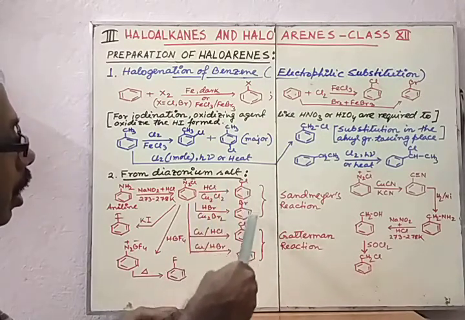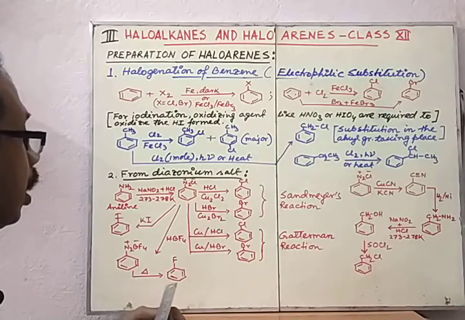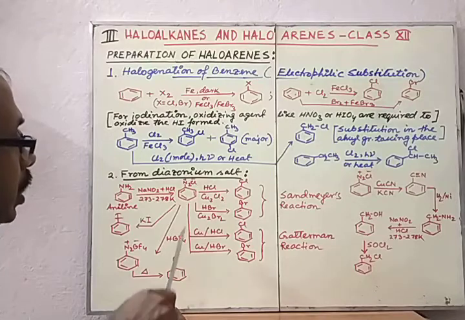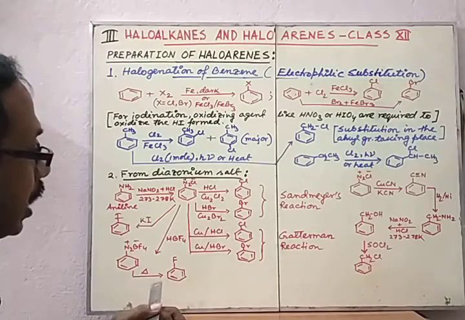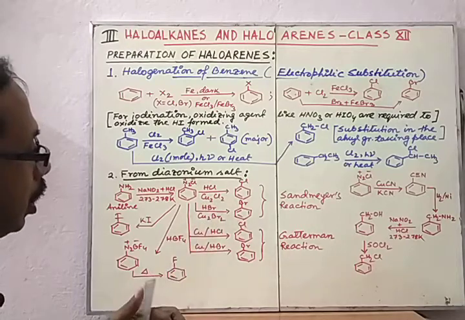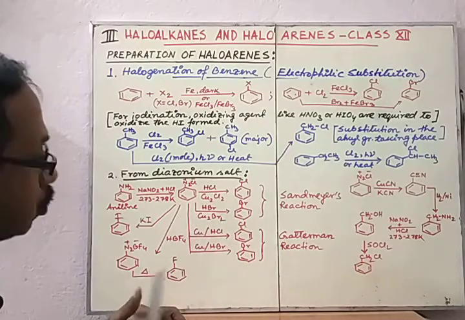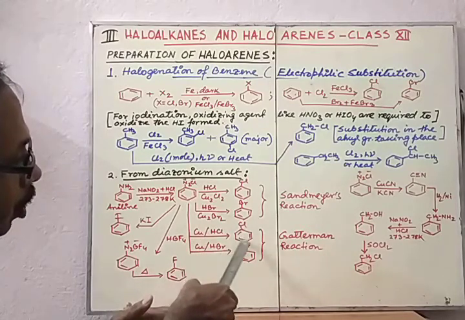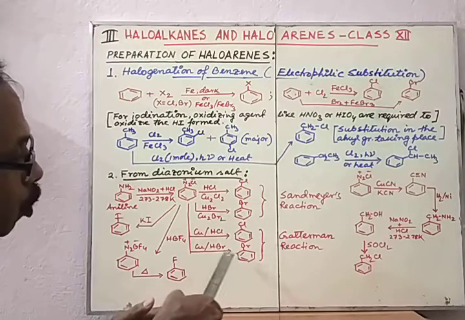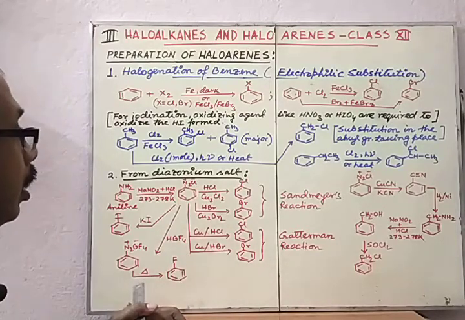It is a name reaction known as Sandmeyer's reaction. Now the same process can be carried out as it was shown by Gattermann. It is known as Gattermann reaction. Instead of cuprous chloride and cuprous bromide, directly metallic copper can be used with HCl and HBr to form the chloro and bromobenzene from benzene diazonium chloride.